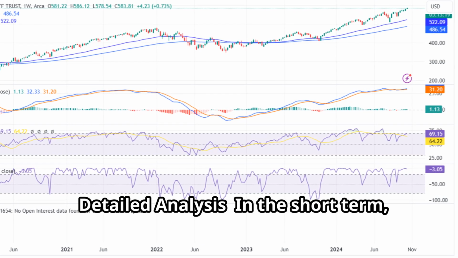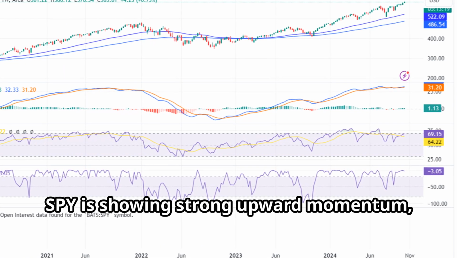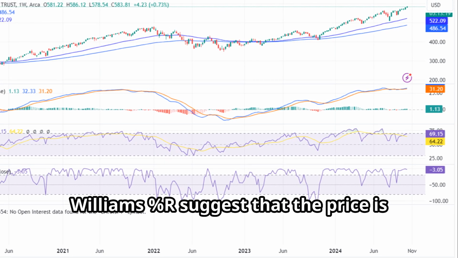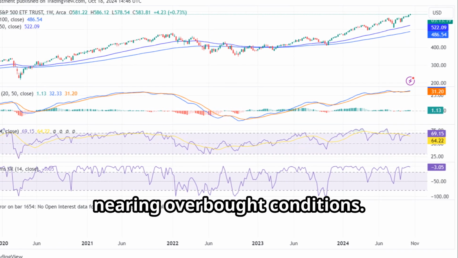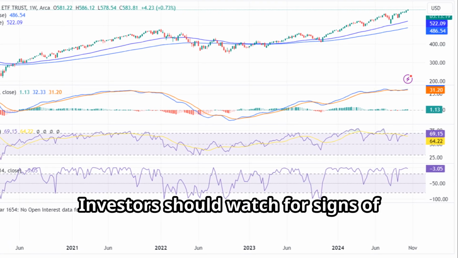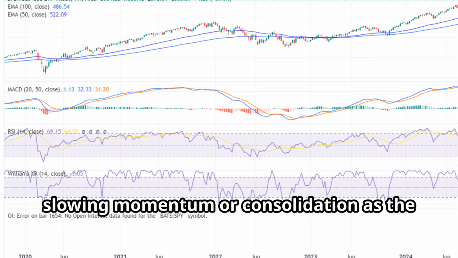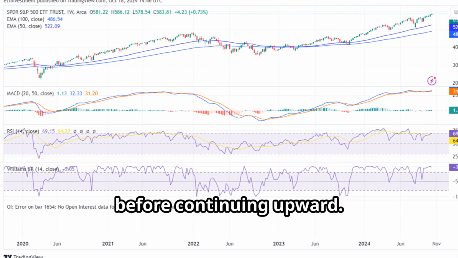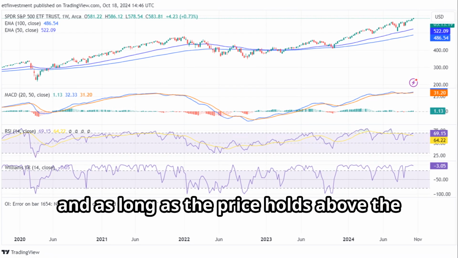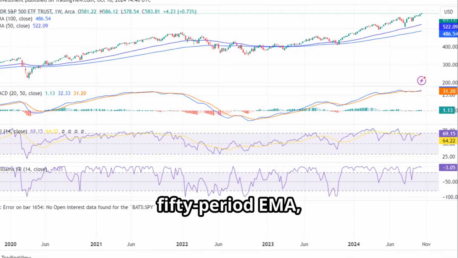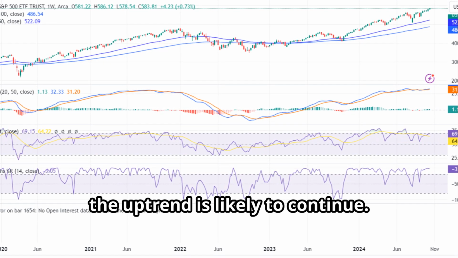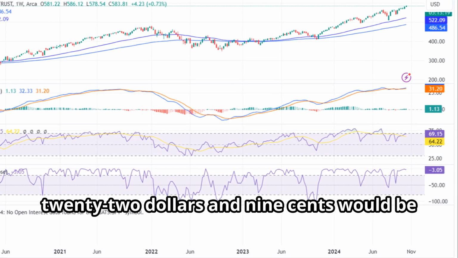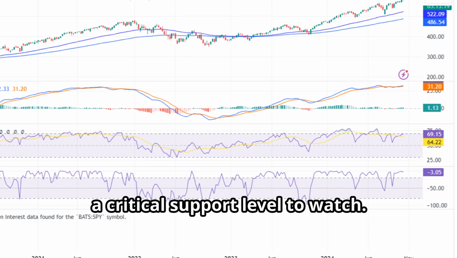A detailed analysis. In the short term, SPY is showing strong upward momentum, but technical indicators such as RSI and Williams %R suggest that the price is nearing overbought conditions. Investors should watch for signs of slowing momentum or consolidation, as the price may temporarily pause or pull back before continuing upward. The MACD remains bullish, and as long as the price holds above the 50-period EMA, the uptrend is likely to continue. If the price pulls back, the 50-period EMA at $522.09 would be a critical support level to watch.